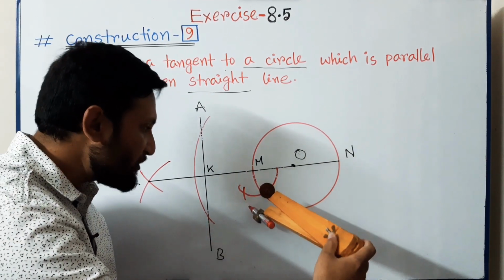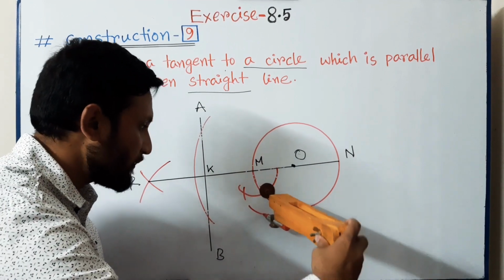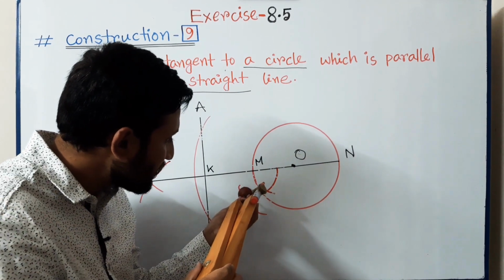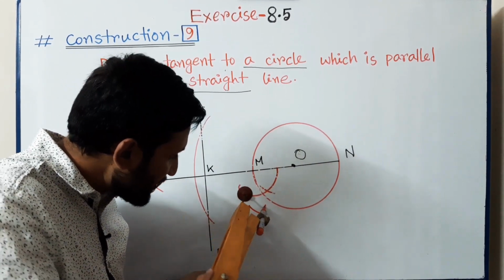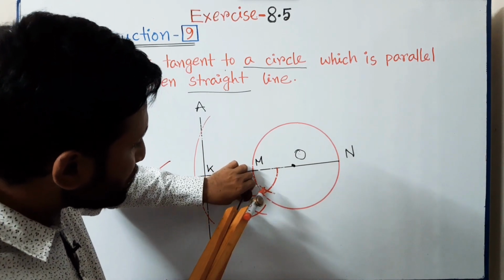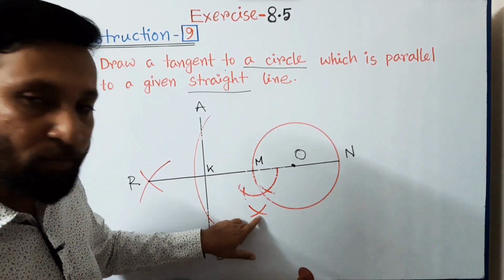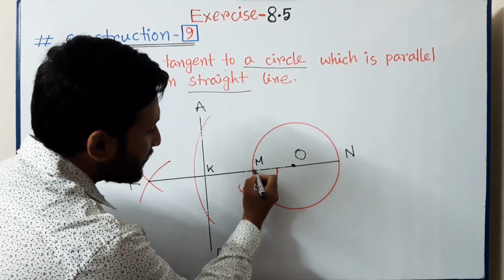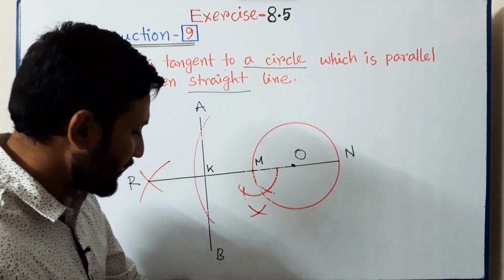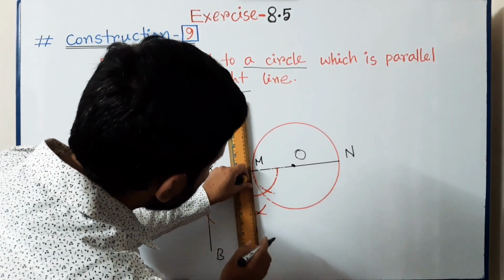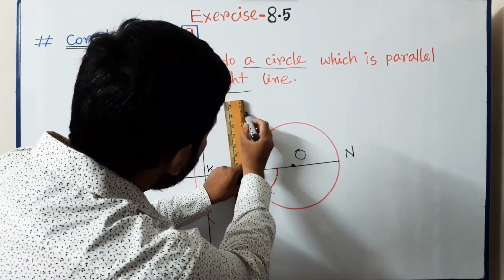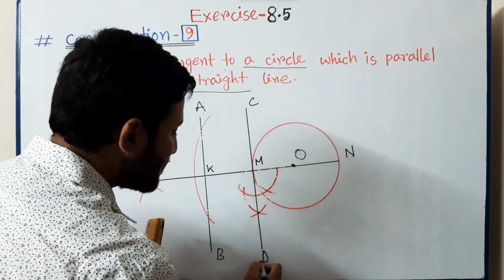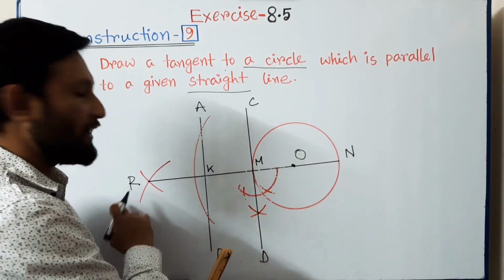Now in this same radius draw the arc in the lower part. Again set the compass here and draw an arc in the lower part. Here see that two arcs intersect at this point. Now by scale join this intersecting point and the point M, as like that. Imagine this is CD. So CD is the perpendicular on the line OR.